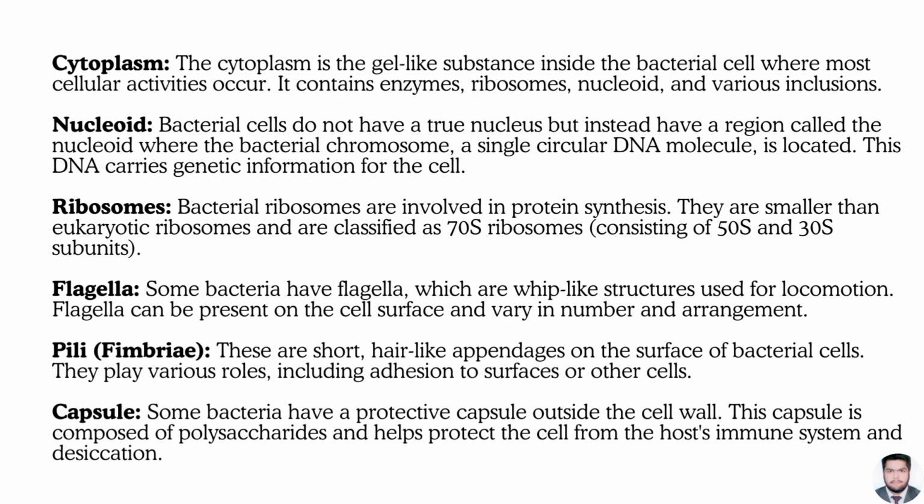Cytoplasm. The cytoplasm is a gel-like substance inside the bacterial cell where most cellular activities occur. It contains enzymes, ribosomes, the nucleoid, and various inclusions. Nucleoid. Bacterial cells do not have a true nucleus but instead have a region called a nucleoid where the bacterial chromosome, a single circular DNA molecule, is located.